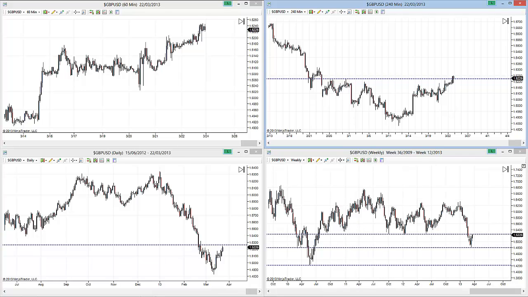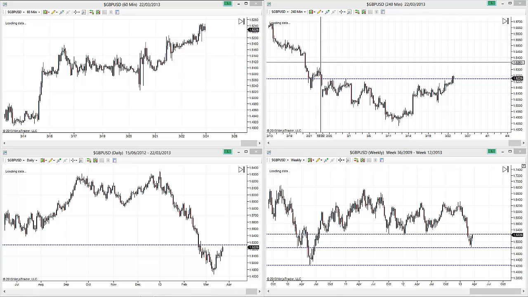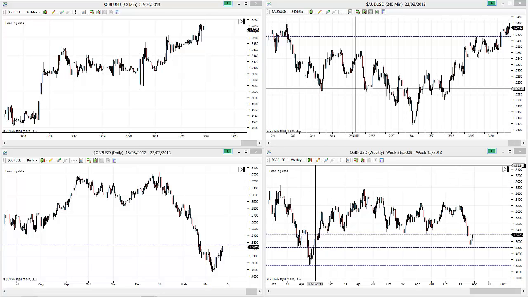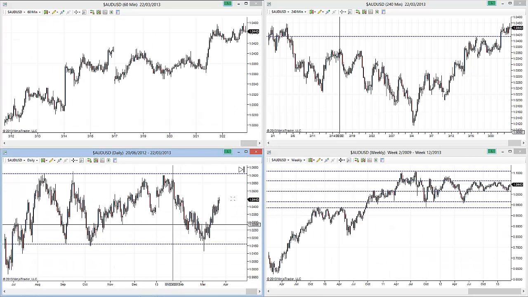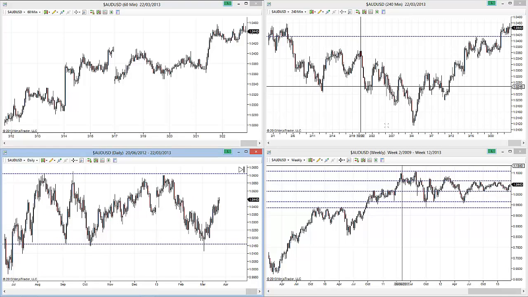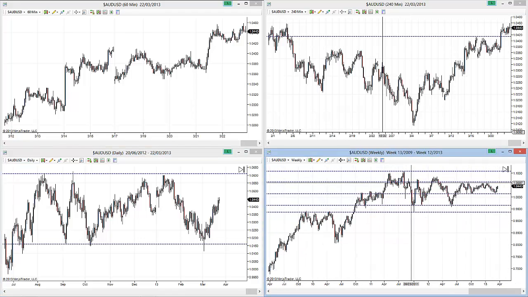Looking at the Aussie dollar now, if we jump across to the Aussie, this also is providing a few opportunities for us. They aren't as clear cut as the pound dollar. But what I can say to you is that we do have some levels that we can look to trade from. So if we first start from the weekly, we can see that really and truly the market is in a sort of consolidation phase.